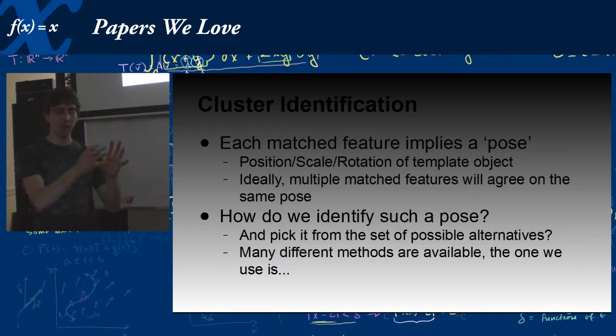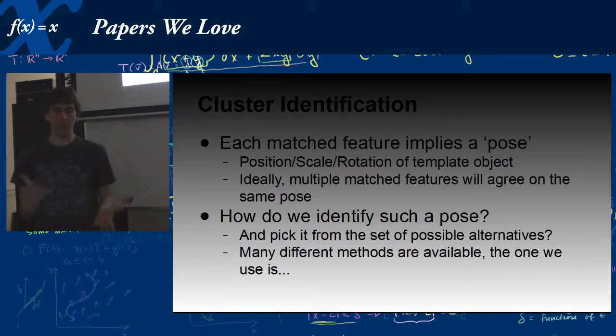And the idea is that if we can match multiple features from one image to the other that have a similar or the same transformation that shifted it over into its new position, we're kind of more confident that that is actually the object we're looking at. So really the question is, how do we identify that pose, that transformation, that change from our template object to its representation in the scene?